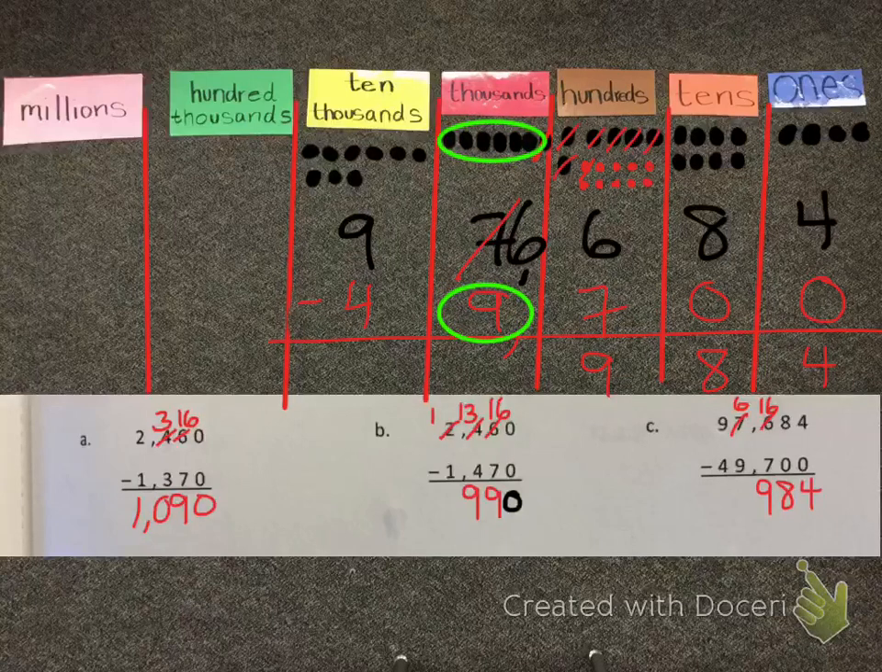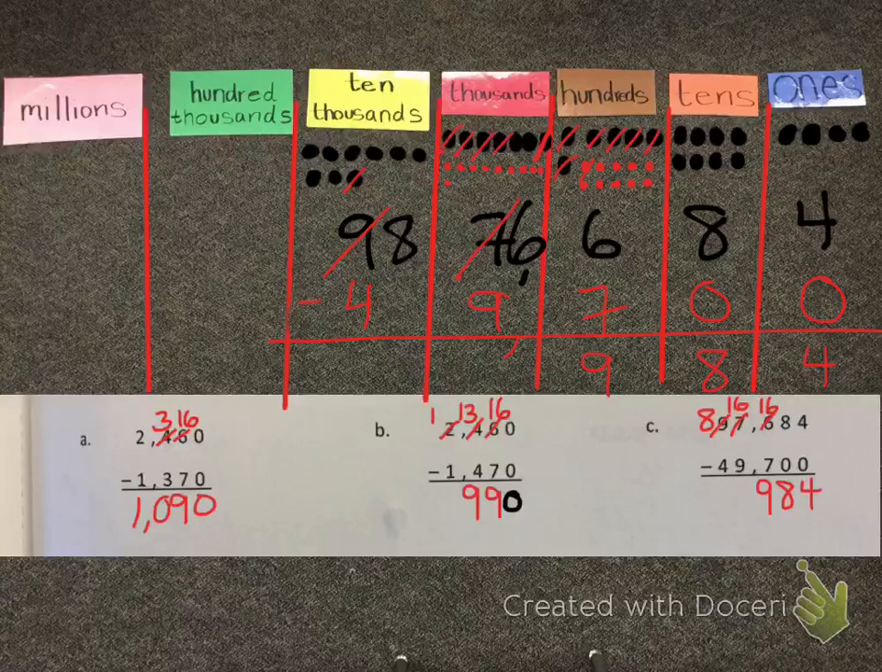We have to unbundle again from the next place value. Boom. And 1, 2, 3, 4, 5, 6, 7, 8, 9, and 10. This is no longer 9, it is 8. So let's show you on the standard algorithm. So this 9 turns to an 8. This 6 now is 16. Okay, perfect. Now let's subtract 9 from 16 thousands.